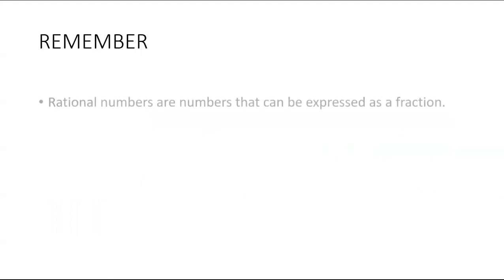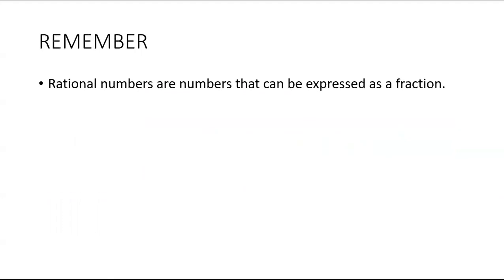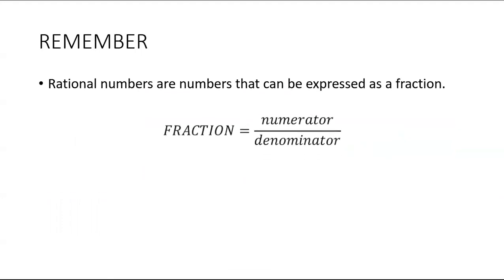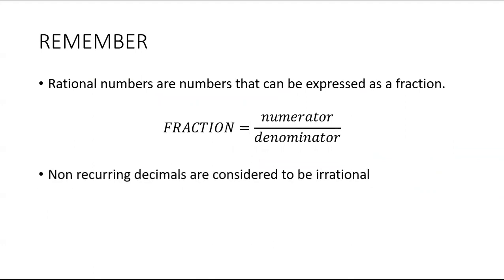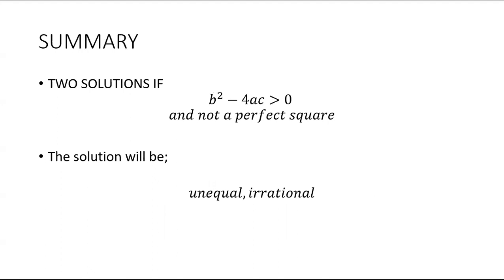All right. Rational numbers are numbers that can be expressed as a fraction. Remember that a fraction has a numerator and a denominator. Non-recurring decimals are considered to be irrational numbers, and we normally say they'll be unequal and irrational. All right.